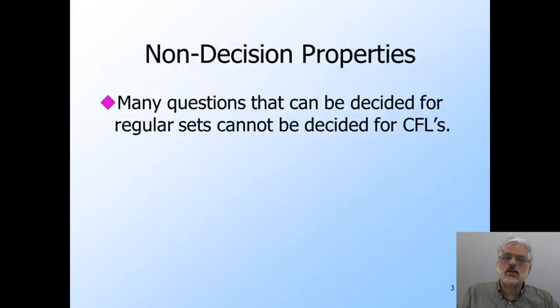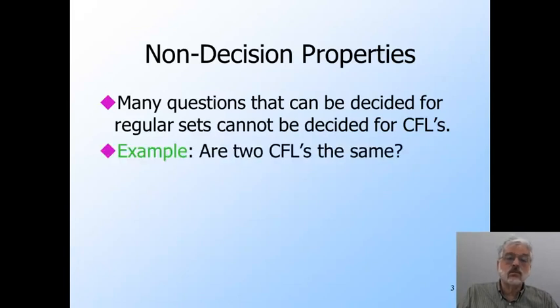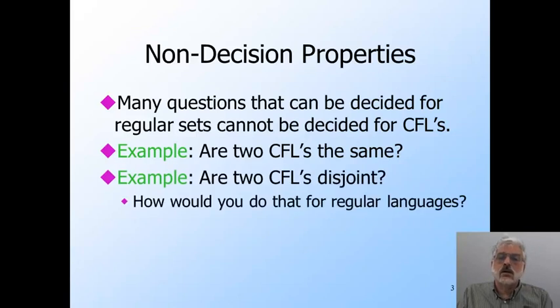Unfortunately, many of the things we can decide about regular languages, we cannot decide for context-free languages. For example, we were able to tell whether two regular languages, say represented by DFAs, were the same. We can't tell whether two context-free grammars or two PDAs define the same language. Another thing we cannot tell is whether two context-free languages are disjoint. We say sets are disjoint if their intersection is empty, that is, they have no members in common.